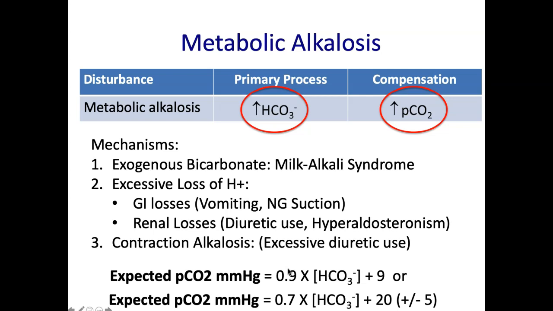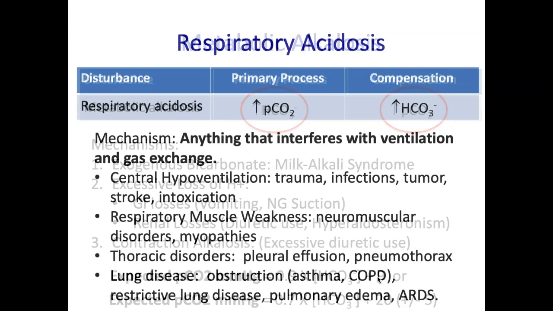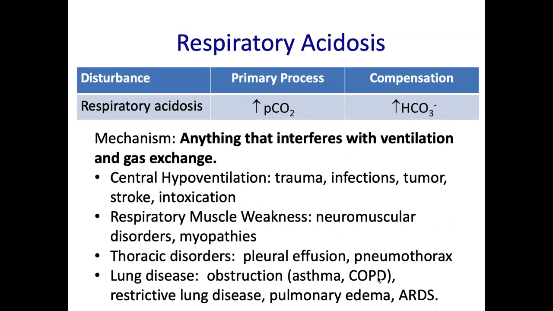I sometimes even have to look it up. But I guess the 0.7 times the bicarb plus 20, that's the one that kind of sticks in my head easily. I think this is something that's okay to look up when you need to. I would rather have you memorize Winter's equation if you had to pick one, just because acidosis is clinically more common than alkalosis.